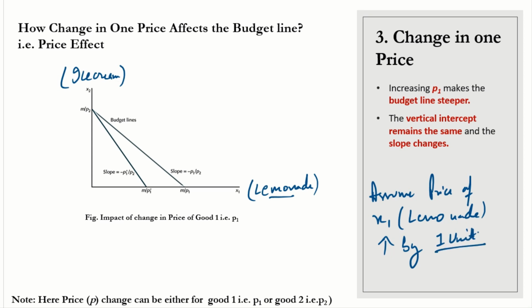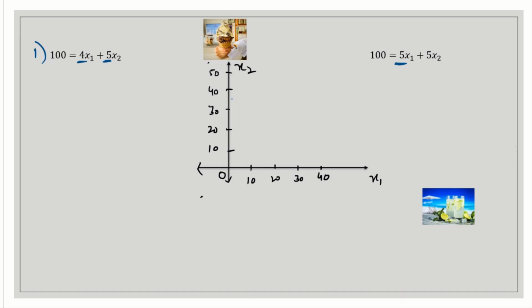That is, if initially it is 4, okay, now it has increased to 5. So the price of x1 increases by rupee 1 or any other currency unit, like it can be dollar or anything whichever you want to assume. Okay, so this is what happens.